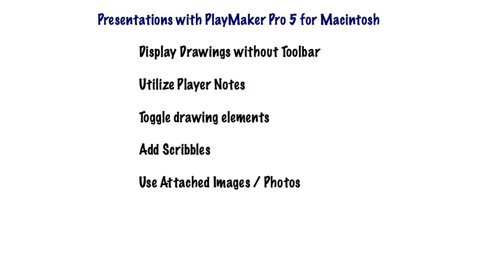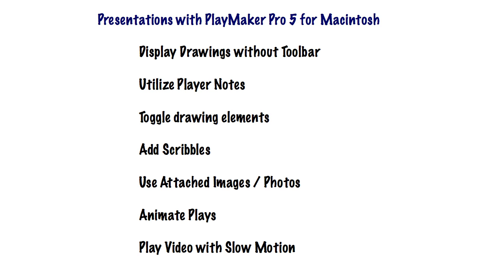We can use attached images or photos, sort of like the photos of the Macintosh or the television we just showed. We can animate plays, so the player's symbols can move about the screen following their routes. And if we have some video attached to our document, we can play that video. We can play it with slow motion and freeze frame.